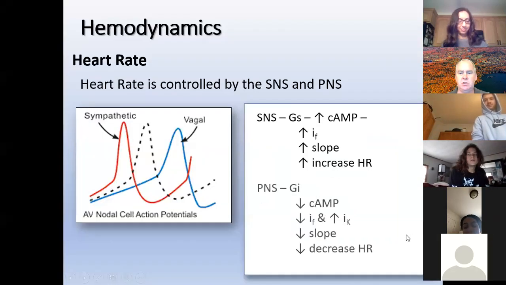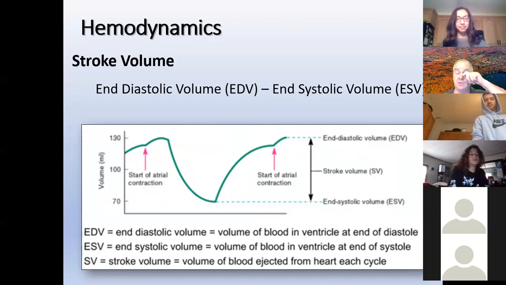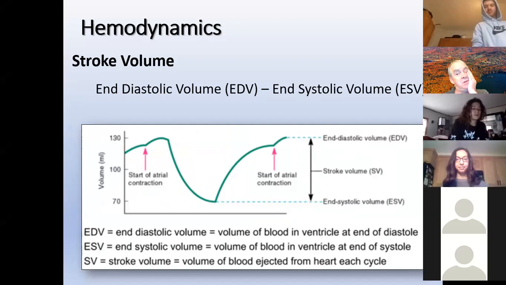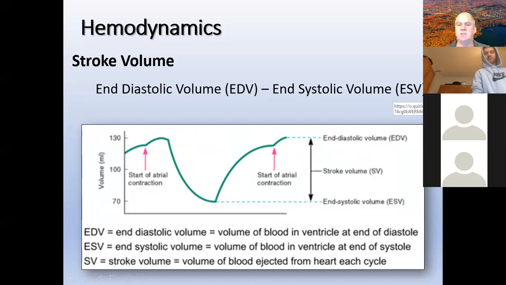Okay, so that's decreasing heart rate. Heart rate is pretty simple in terms of what causes what. Heart rate is just sympathetic nervous system increases and you get an increase in cardiac output. Parasympathetic decreases and you get a decrease in cardiac output. Okay, so that's not a big deal.